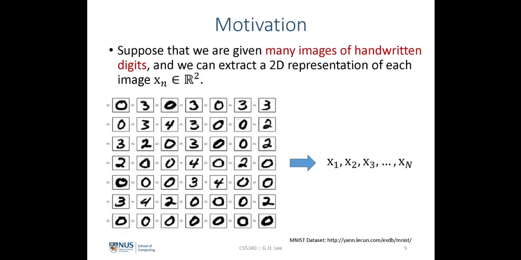Now, to motivate the clustering problem, suppose that we are given many images of handwritten digits from 0 to 9, some examples of which are shown in this diagram.